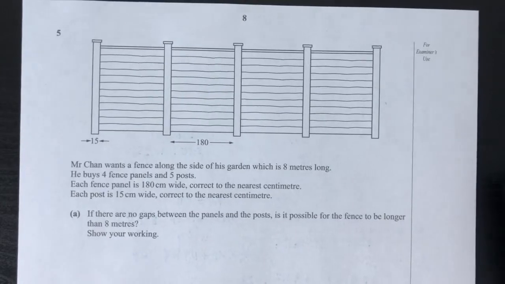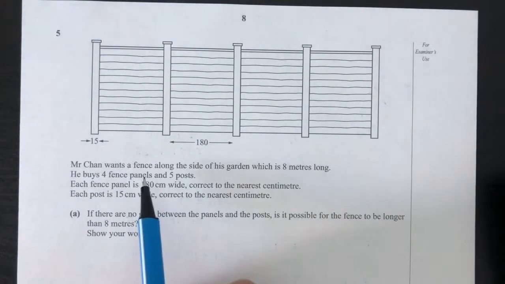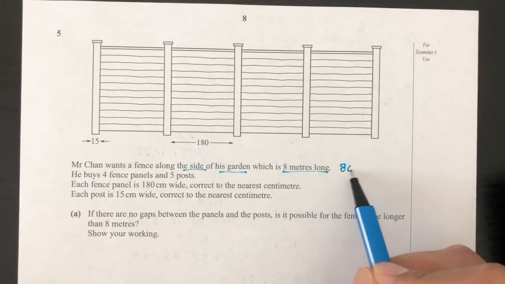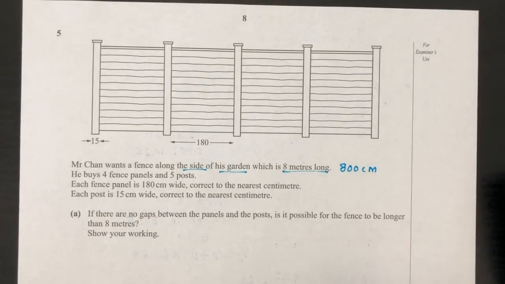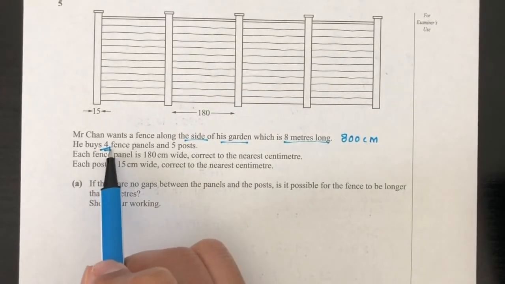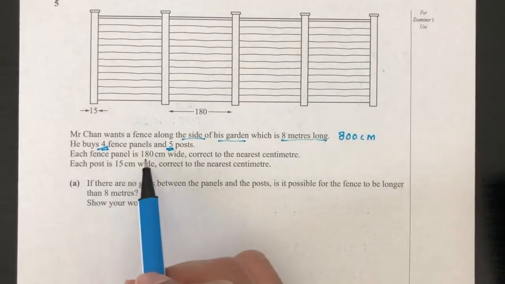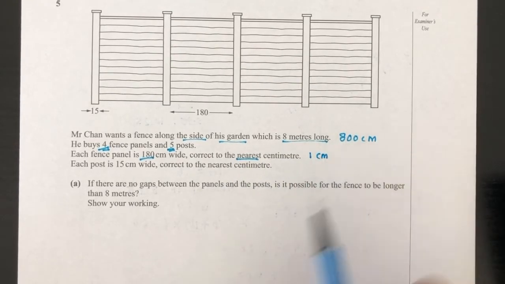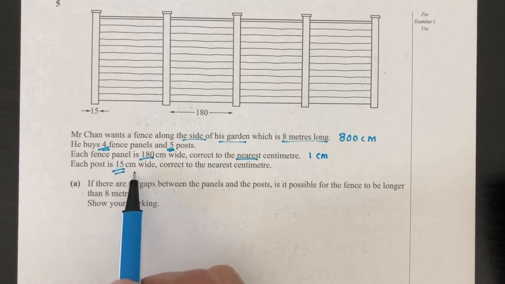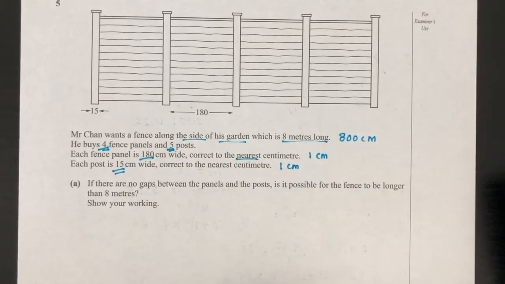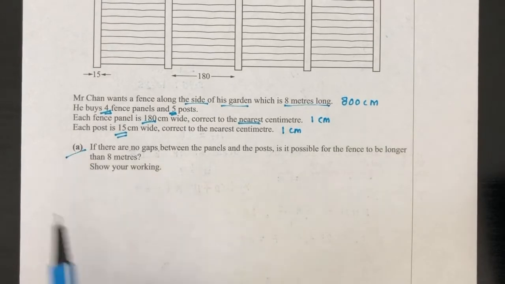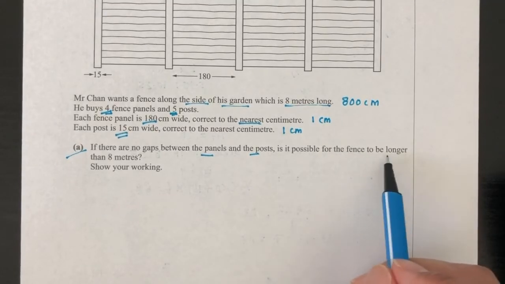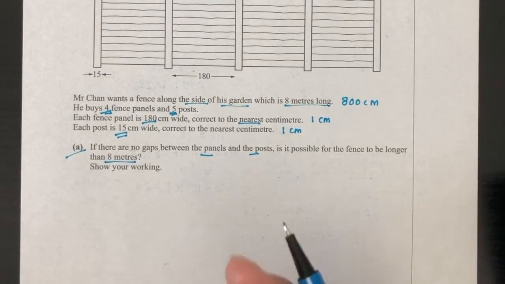Question 5. Mr. Chen wants a fence along the side of his garden, which is 8 meters long. So 8 meters long is 800 centimeters long. He buys 4 fences and 5 posts. Each fence is 180 centimeters wide, correct to the nearest centimeter. Each post is 15 centimeters wide, correct to the nearest centimeter. Part 1: if there are no gaps between the panels and the posts, is it possible for the fence to be longer than 8 meters? Let's see if it is possible or not.